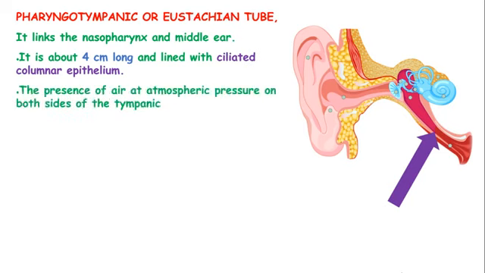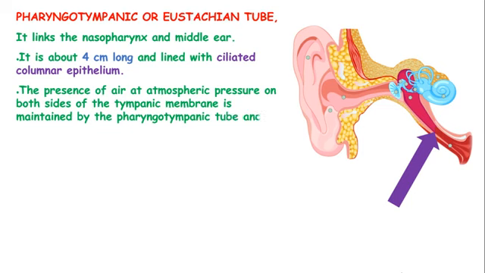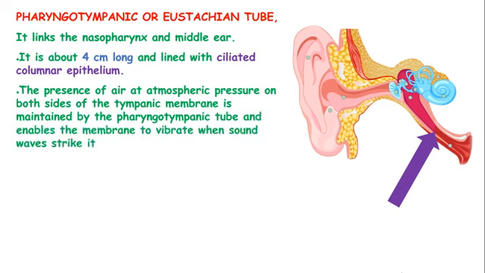The presence of air at atmospheric pressure on both sides of the tympanic membrane is maintained by the pharyngotympanic tube, and it enables the membrane to vibrate when sound waves strike it. This tube is normally closed, and opens when there is a pressure difference.